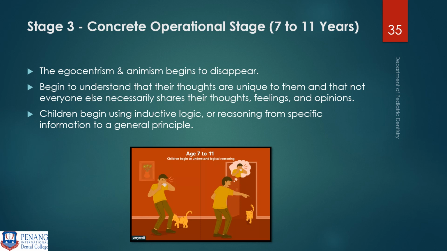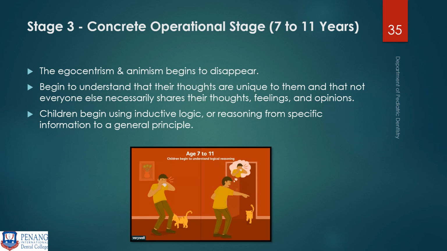So basically, if you want to tell them a make-believe story to an 11-year-old boy, he will tell you, dude, it's not possible, don't fool me. So you cannot use animism for them. So they start to understand that their thoughts are unique to them, and that not everyone else necessarily shares their thoughts, feelings, and opinions. So this is the opposite of egocentrism. Now they will start appreciating the thoughts and ideas of other people, the opinion of other people.